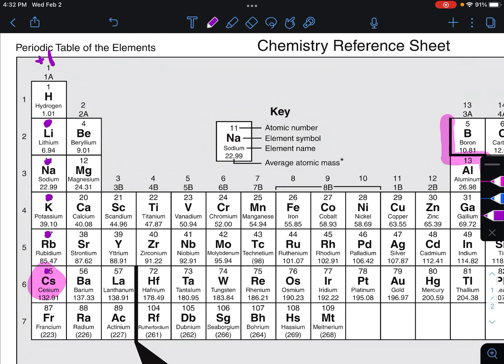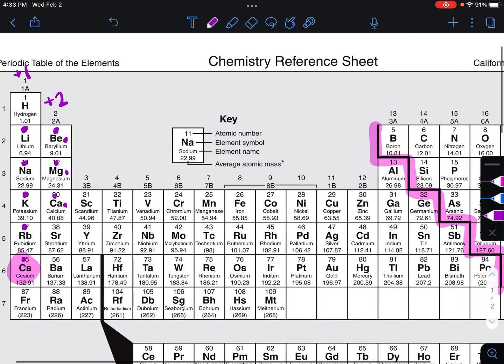Same idea with group 2A. All of the elements in group 2A have 2 valence electrons. So they are going to lose those 2 valence electrons, and all of their charges are going to be +2. So at the top of group 2A, I'm just putting the charge +2. For group 3A, they have 3 valence electrons.